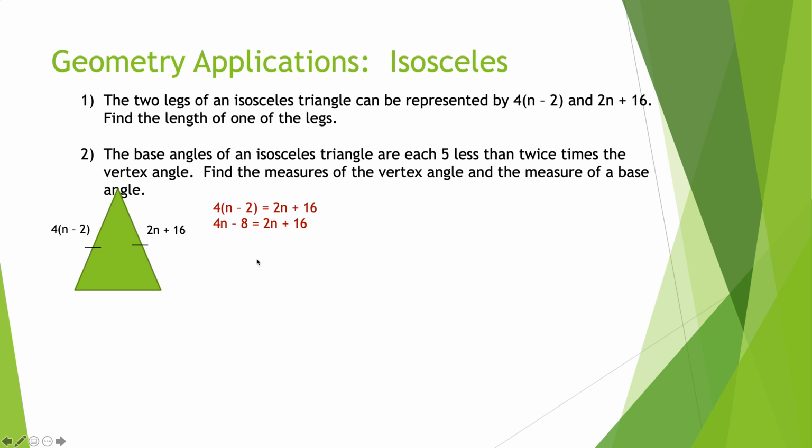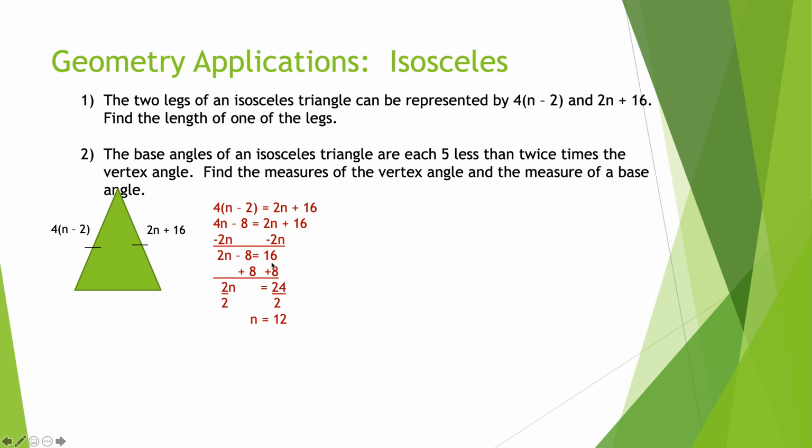operation situation. Okay, subtract the 2n from both sides, and I get 2n minus 8 equals 16. Add the 8 to both sides, and I get 2n is equal to 24. Dividing by 2, and I get, ding, ding, ding, n is equal to 12.